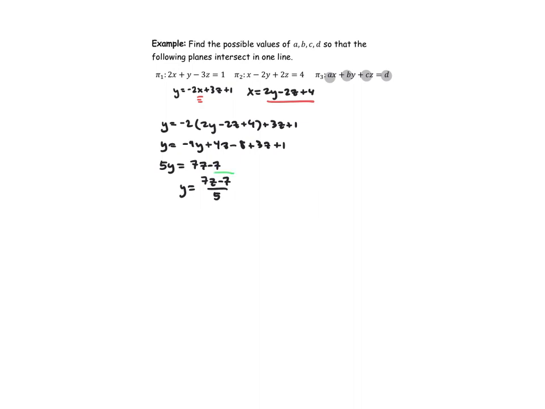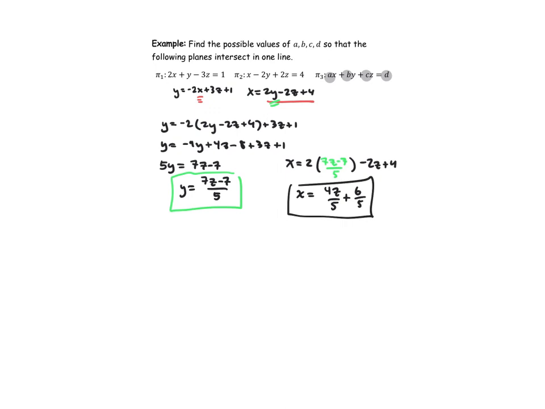As I'm going to plug that into our pi 2 equation solved for x in for y. So I'm going to plug that in right there. Okay, so x is equal to 2 times that quantity minus 2z plus 4. Let's plug it in. 7z minus 7 over 5. All right, so x comes out to, if we solve this, I believe, 4z over 5 plus 6 over 5. Okay, so I've got x in terms of z. I've got y in terms of z.